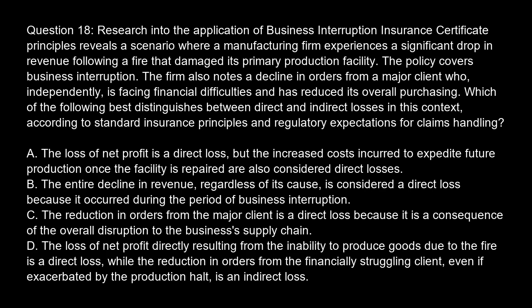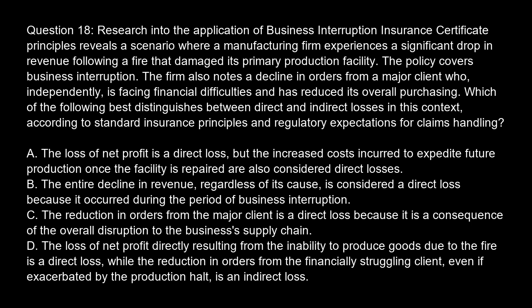Question 18. Research into the application of business interruption insurance principles reveals a scenario where a manufacturing firm experiences a significant drop in revenue following a fire that damaged its primary production facility. The policy covers business interruption. The firm also notes a decline in orders from a major client who, independently, is facing financial difficulties and has reduced its overall purchasing. Which of the following best distinguishes between direct and indirect losses in this context, according to standard insurance principles and regulatory expectations for claims handling?